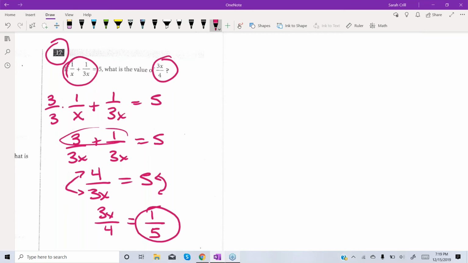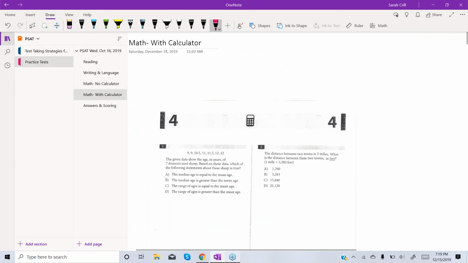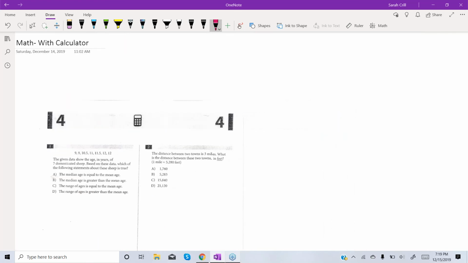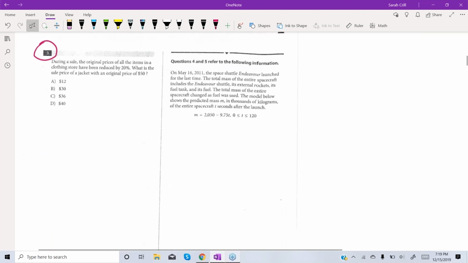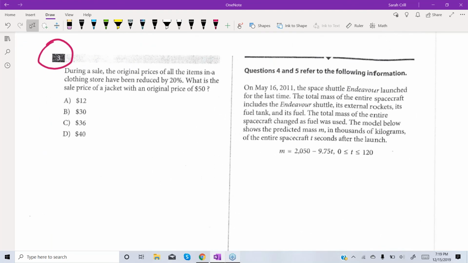All right. So let's move on to the math with calculator section. We have number 3. During a sale, the original price of all items in a clothing store has been reduced by 20%. What is the sale price of a jacket with an original price of $50? So if we have a $50 jacket, there are 2 ways to approach this. You can find the amount of money that they take off because of the 20% sale.